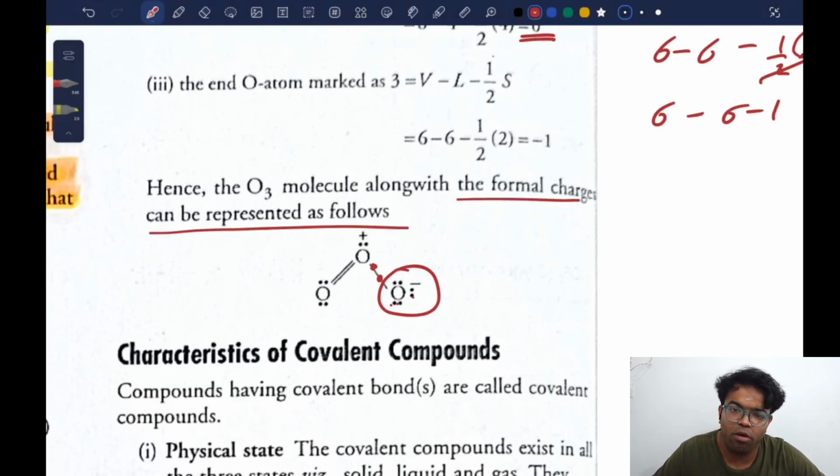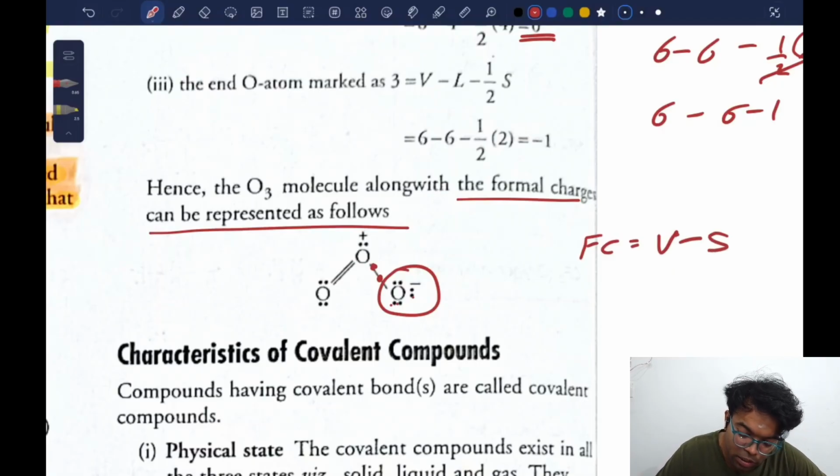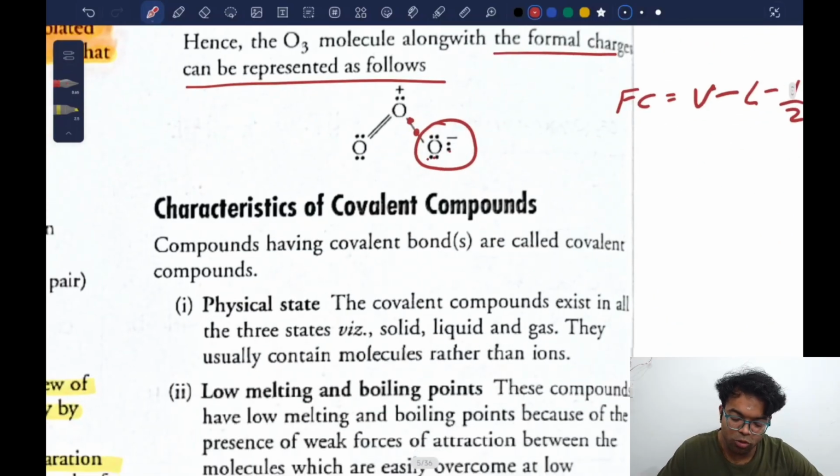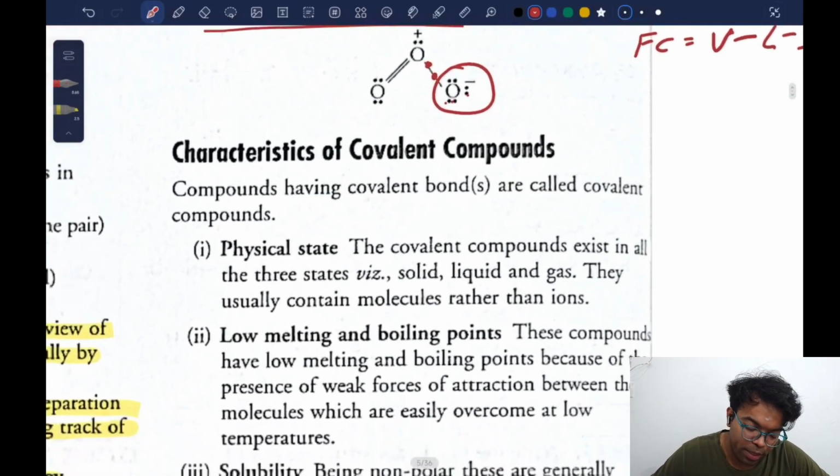So did you understand the formula? What is the formula saying? Formal charge is equal to valence electrons minus lone pair of electrons minus 1 by 2 shared pair of electrons. Understood? Okay, let's move on to the characteristics of a covalent bond.